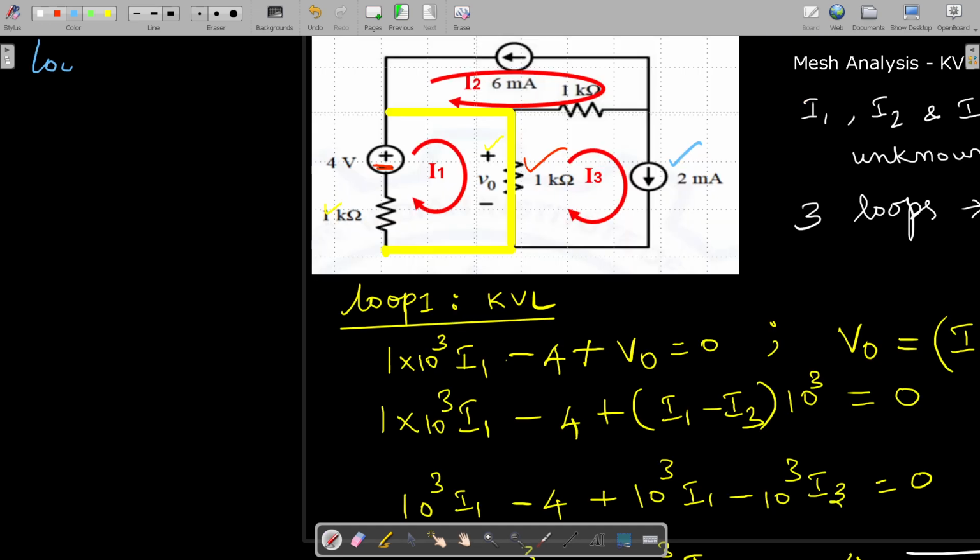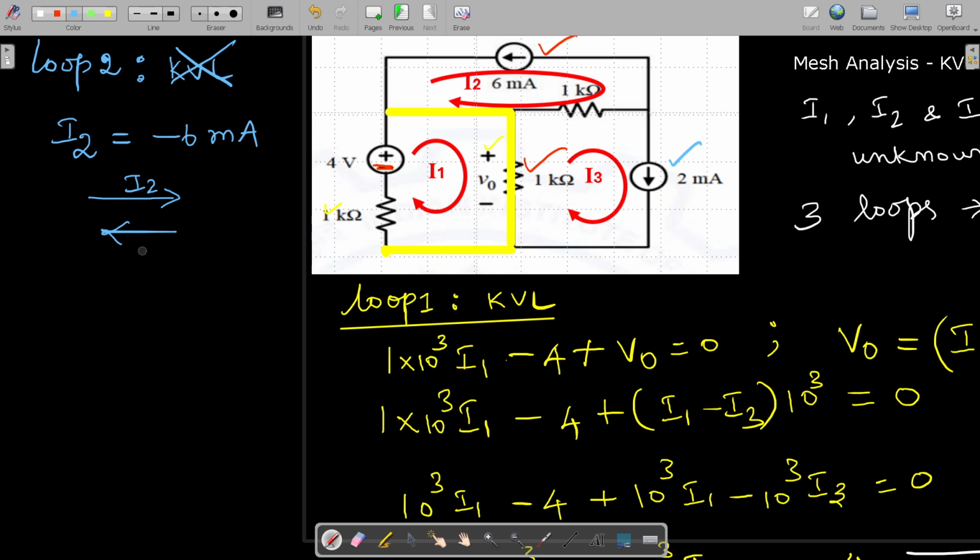When you refer to loop 2, there is no need to write the KVL, because the current source is available at the peripheral, so we get the unknown value directly. So I2 is equal to minus 6 milliamps. Why do we put a minus sign here? This is because this I2 current is flowing in this direction, while the current source value 6 milliamps is flowing in the opposite direction. So we put this minus sign. This is equation number 2, the first answer for us.